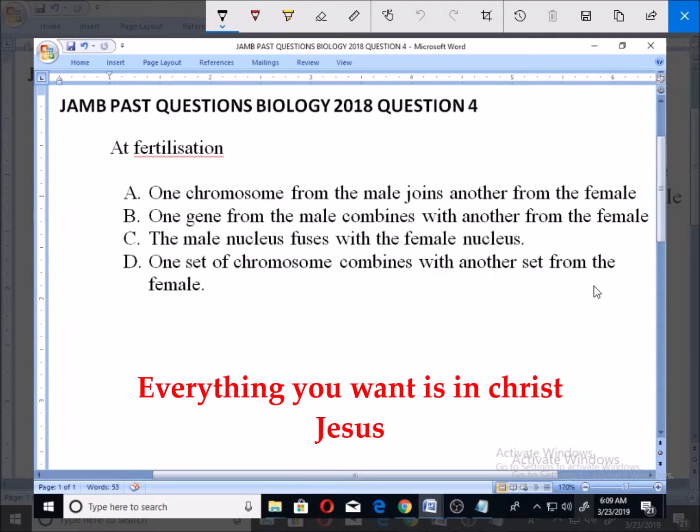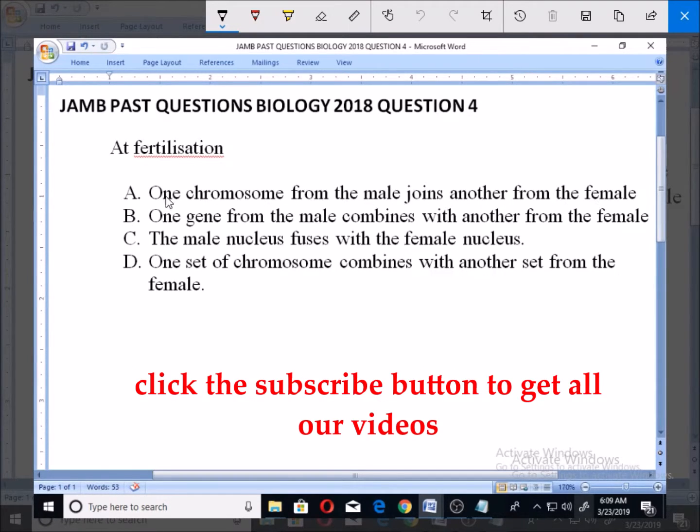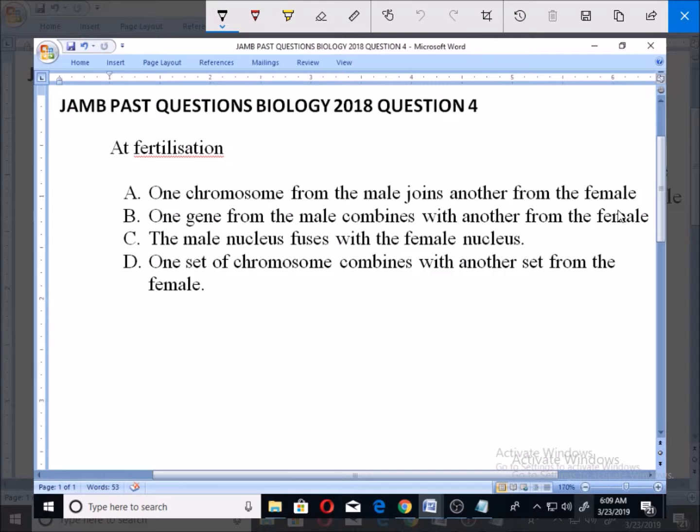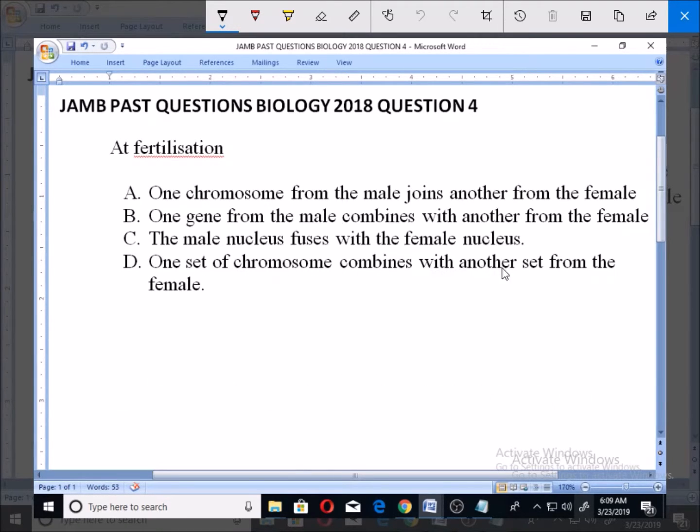Question number 4. At fertilization, A, one chromosome from the male joins another from the female. B, one gene from the male combines with another from the female. C, the male nucleus fuses with the female nucleus. D, one set of chromosome combines with another set from the female.